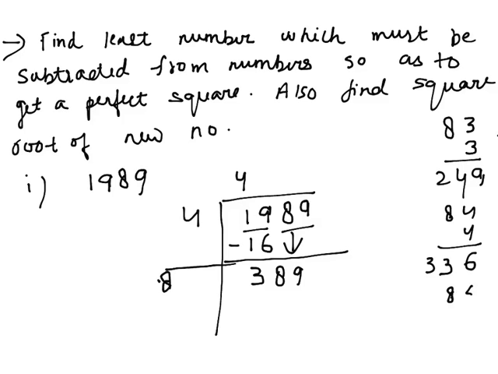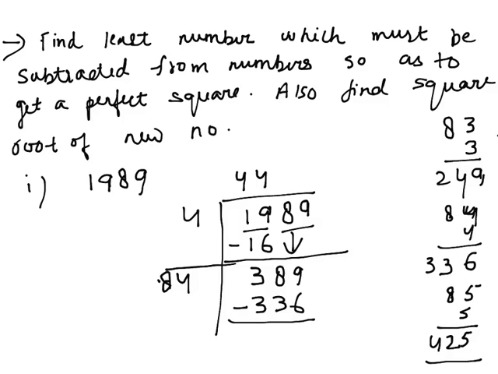If we go with 5, then 85 times 5 will give us 425. That is bigger than 389. So we will go with 4. So we will write 4 over here and 4 over here. So what we get? 336. Now we will subtract. So we get 53 as a remainder.